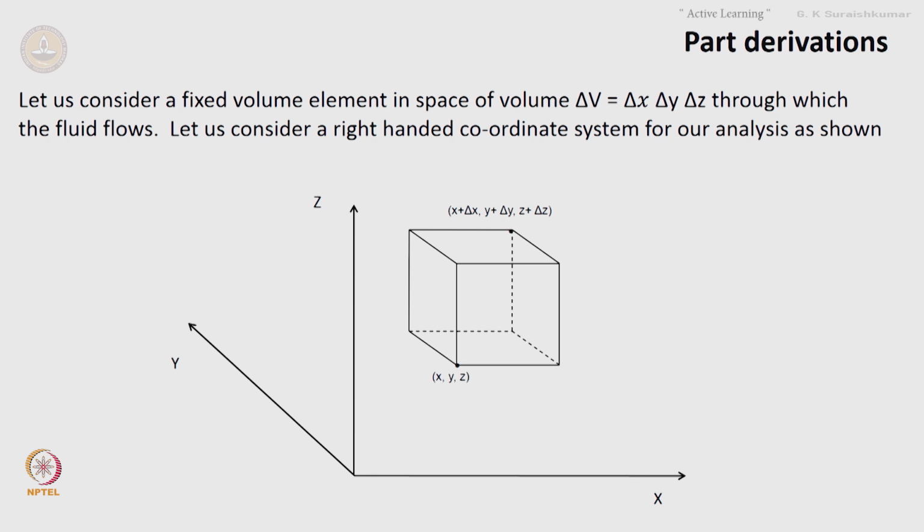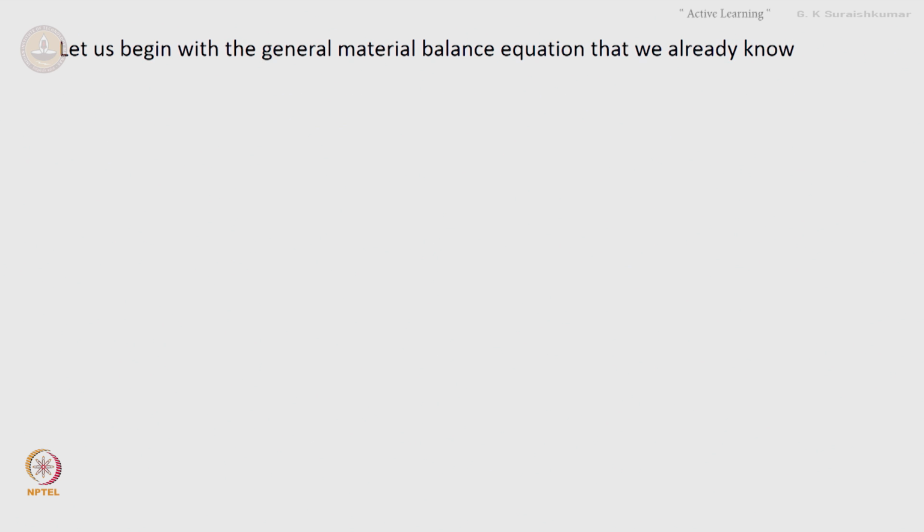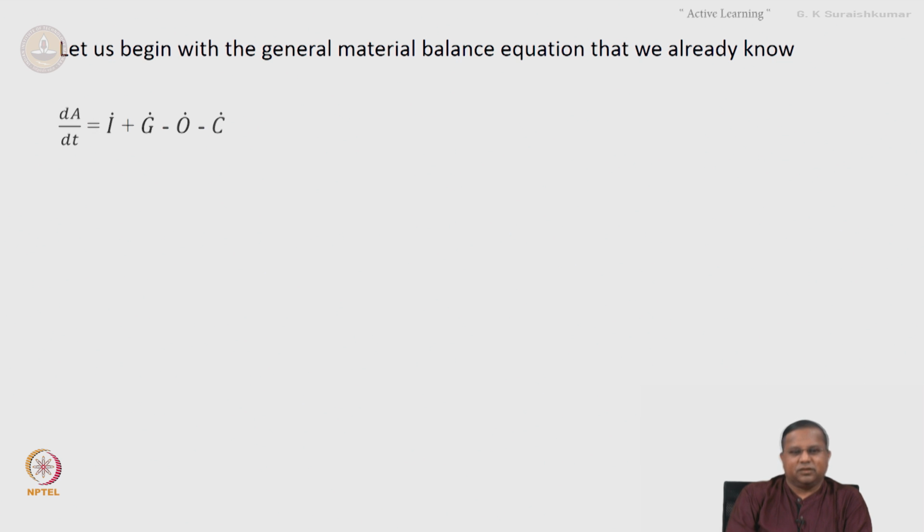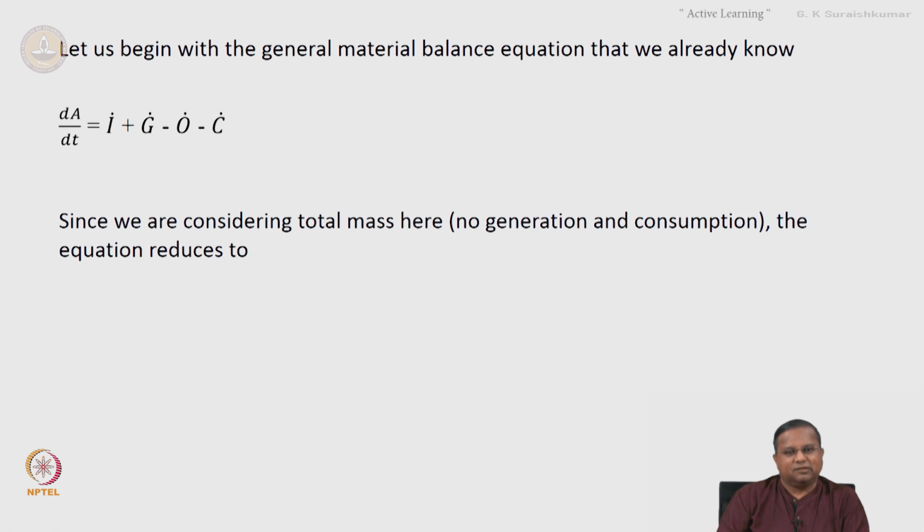Here I am going to do something about material balance in a flow situation. So, let us begin the general material balance equation that we already know. The accumulation rate is input rate plus generation rate minus output rate minus consumption rate. This has to be valid over any system. In this case, we are going to concentrate on the cuboid that we have defined, and let us apply this equation there. We are considering total mass. Here we are going to do a total mass balance.